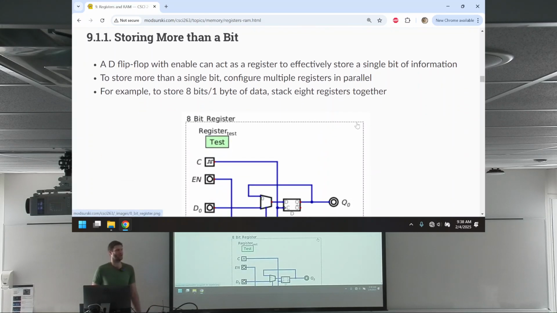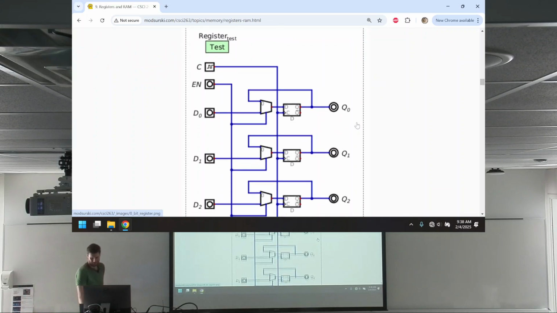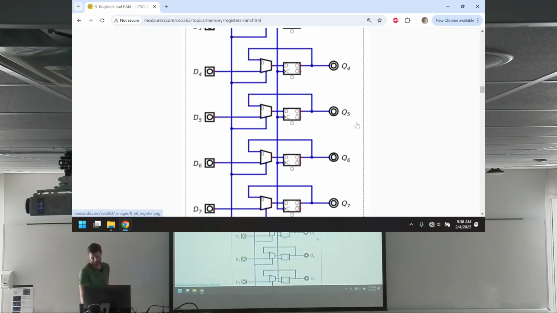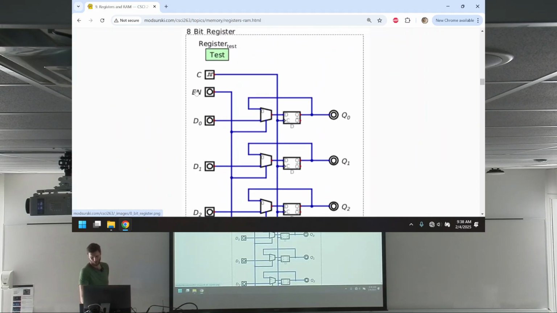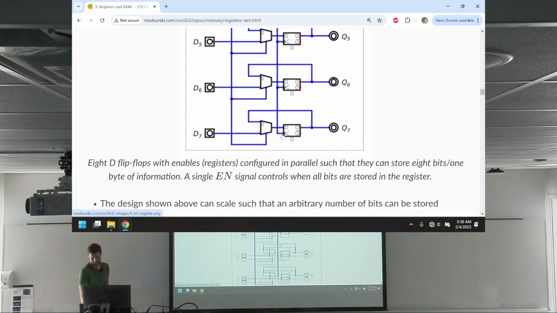So, what if you want to store more than one bit? Well, that's easy. Just string these together. So here's 8 bits. What am I doing? Well, I've got one clock signal coming in that's connected to each of these registers.